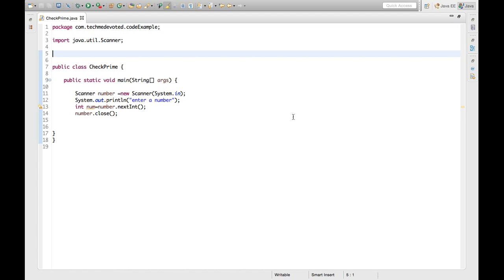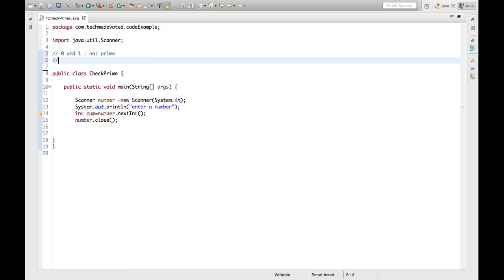And there is some important thing: 0 and 1, whether they are prime or not. They are not considered prime numbers, so they are not prime. And the only even number which is prime is 2. Even and prime, this is only one. And one more thing, 2 is the smallest prime number.